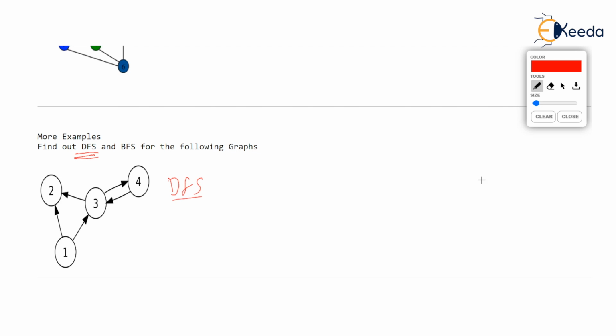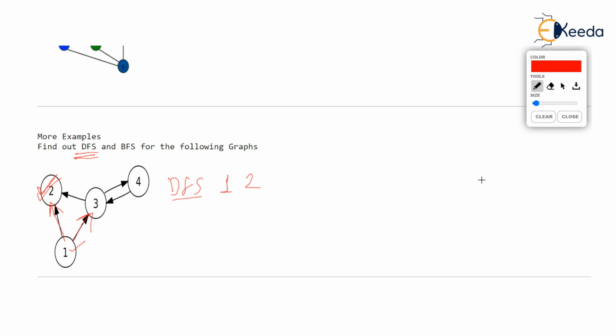Let's see. Start at 1, print 1. Mark it as visited. Now after printing 1, see the neighbors of 1. 1 is adjacent to 2, there is a directed edge, and 3. So among these neighbors, we will be taking the least numbered neighbor, which is 2. And then we will forget about other neighbors of 1, but we will mark 2 as visited. As you see, we mark 2 as visited and repeat the process on 2.